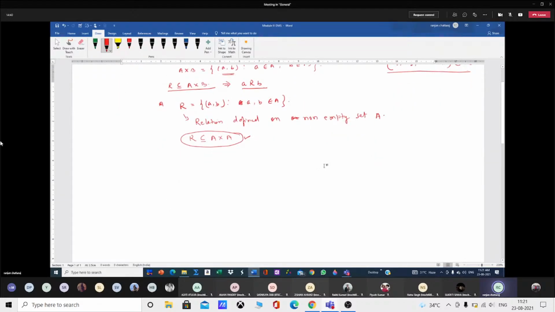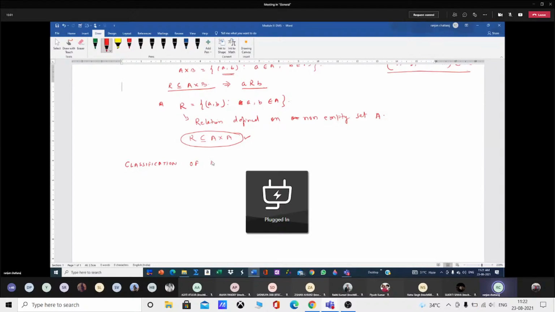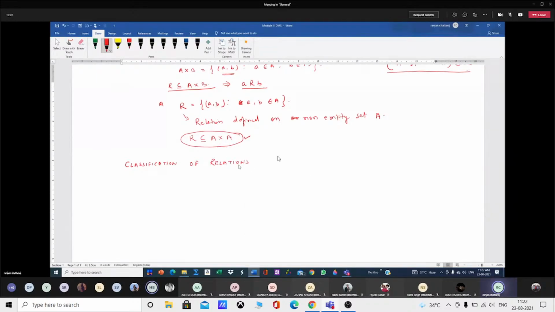Now based on these definitions, we are going to classify the relations. Tell me what the differences are. You have already read this in class 11. So I am asking you, what are the different types of relations? The classification of relations: reflexive, symmetric, transitive, and any other? Equivalence. Equivalence is a different thing. And one more word is antisymmetry.